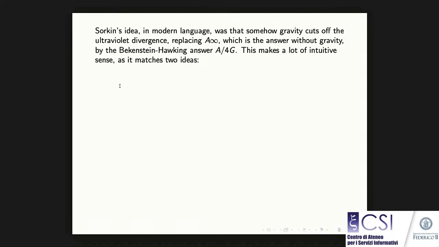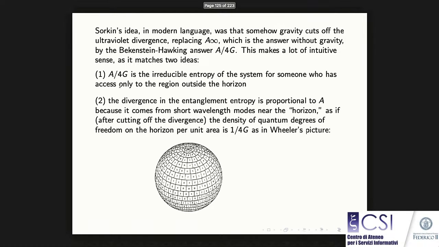So Sorkin's idea makes a lot of intuitive sense as it matches two ideas. One is that A over 4G is the irreducible entropy of the system for someone who has access only to the region outside the horizon. And the second is that the divergence in the entanglement entropy is proportional to the area because it comes from short wavelength modes near the horizon. As if, after cutting off the divergence, the density of quantum degrees of freedom on the horizon per unit area is 4G, as in Wheeler's picture. Again, 4G, not 1 over 4G.